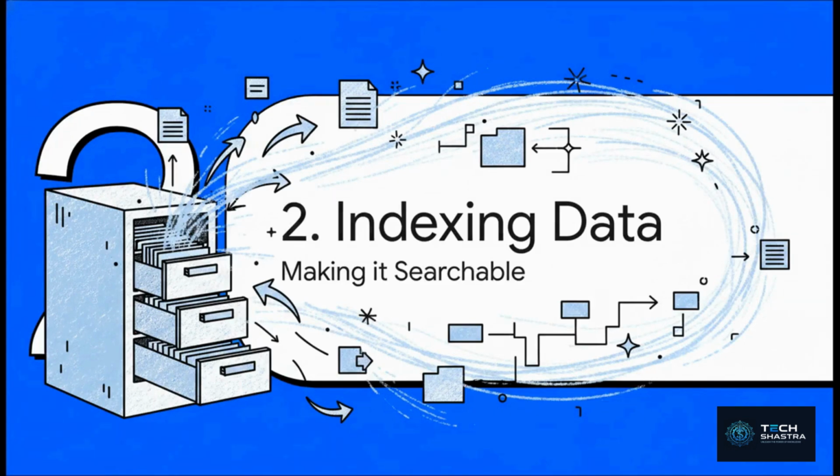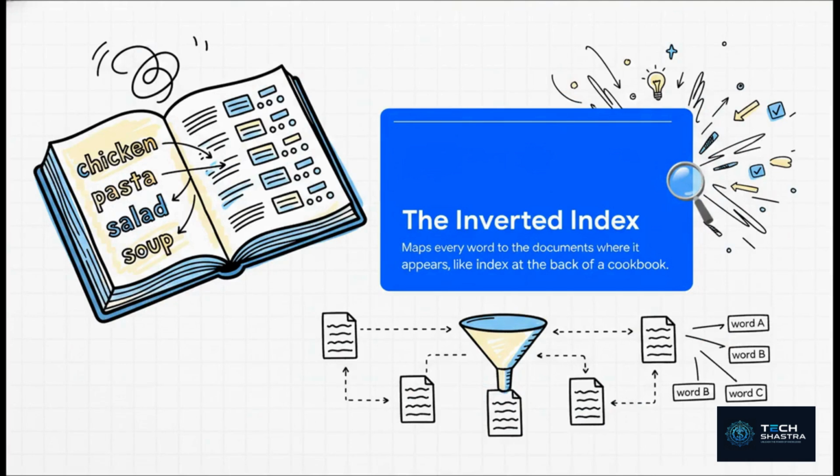All right, with the basics down, it's time to actually put some data into our new filing cabinet. In this section, we're going to cover how to make that information searchable and understand the little bit of magic that makes it all so fast. This right here, this is the secret sauce, an inverted index. Instead of scanning every single document for a word, which would be incredibly slow, Elasticsearch does something much smarter. Imagine the index at the back of a cookbook. You look up the word chicken, and it tells you exactly which pages, or in our case, which documents, contain that word. That's why it's so unbelievably fast.